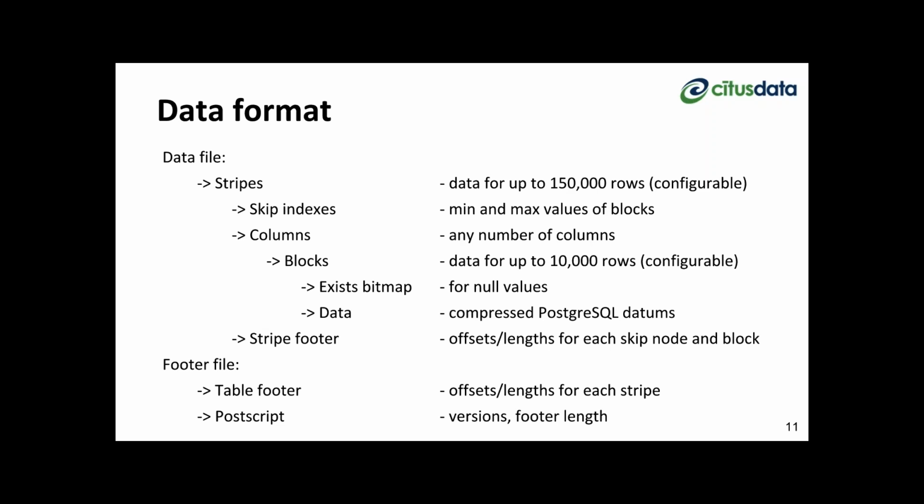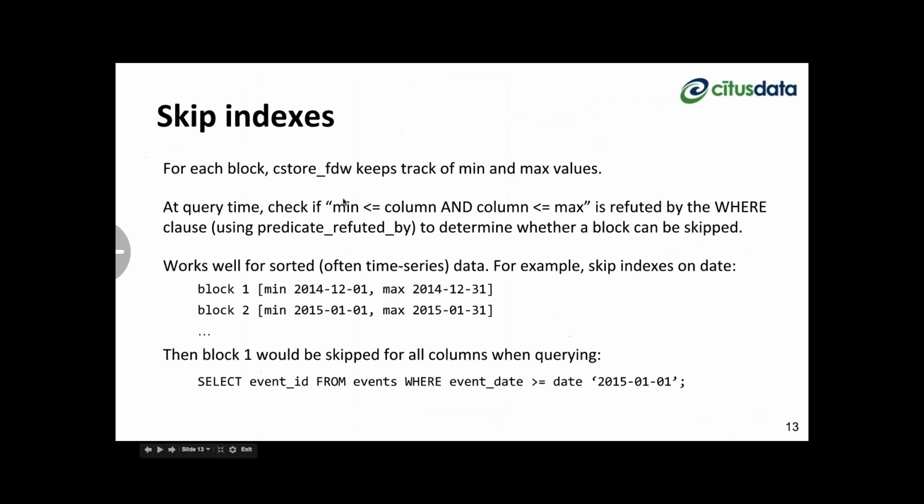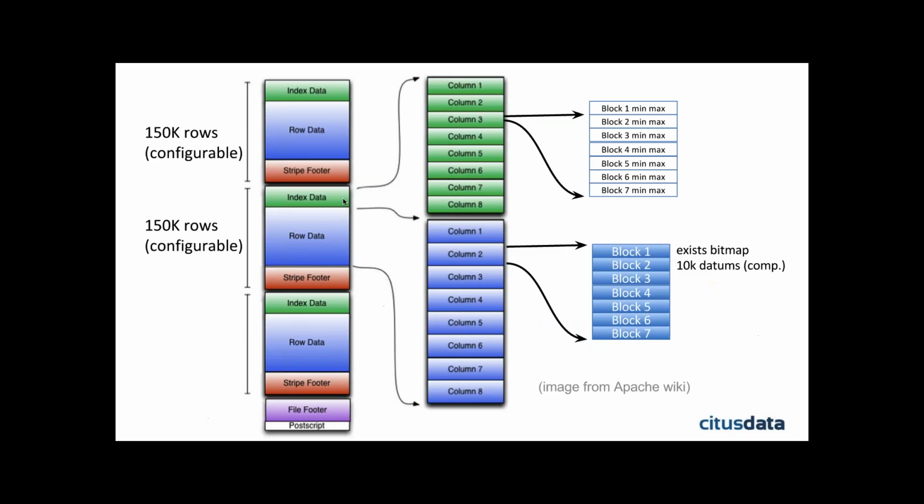Okay, so that gives us some basic idea. Here it is in a picture. This is actually a picture of the ORC format, but it's exactly the same for CStore. So you see here, there are actually 3 stripes, and then the footer. The stripe starts with index data, which contains min and max entry for each block, and then row data, which contains for each column the actual blocks of data.